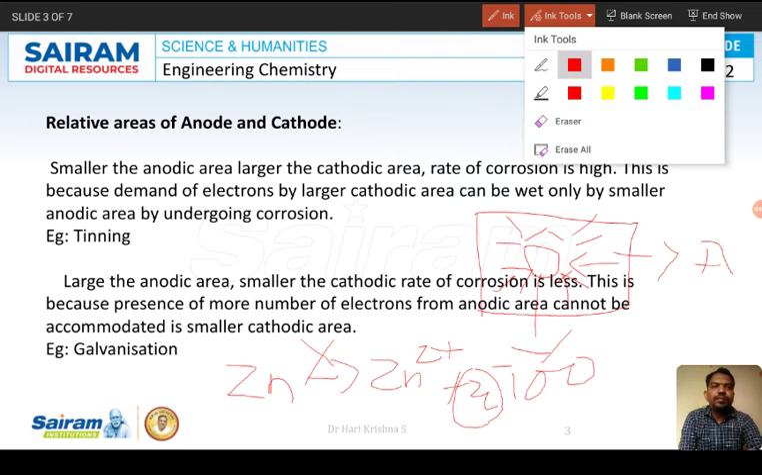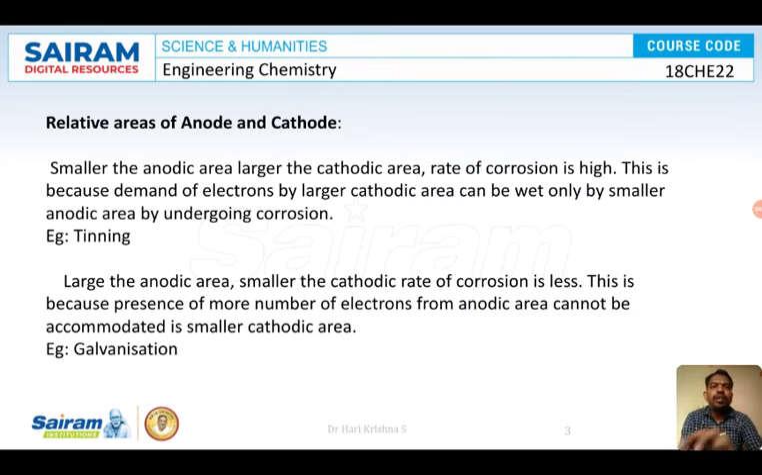This occurs in the case of galvanization. An example for this is galvanization. What do you mean by galvanization? Galvanization is nothing but coating zinc, or depositing zinc, on the surface of iron or steel articles.